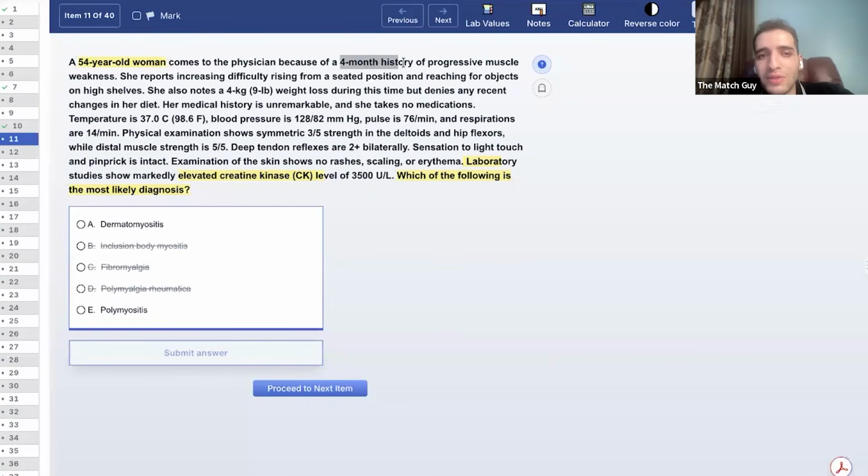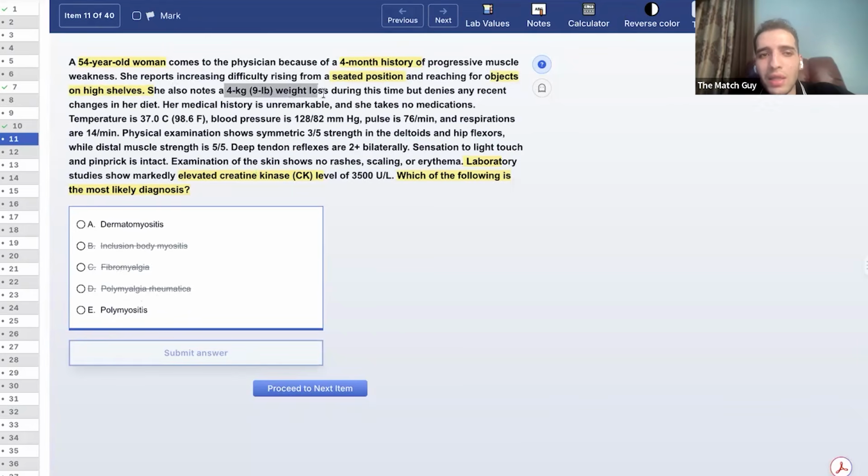Comes to you because of a 4 months history of progressive muscle weakness. Duration and onset is important. When they tell you it's 4 months, it's a chronic condition, so it will never be an infection, for example. Okay. She reports increasing difficulty rising from a seated position. This means the gluteus muscles are weakened. It's a proximal muscle weakness. Okay. And reaching for objects on high shelves. So it's a weakness. Weakness. So I know it's myositis because polymyalgia rheumatica will cause stiffness, not weakness. Fibromyalgia will cause pain, not weakness.